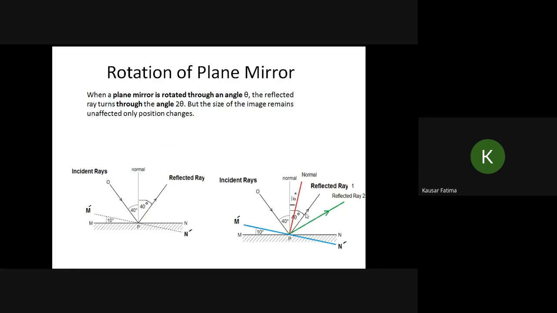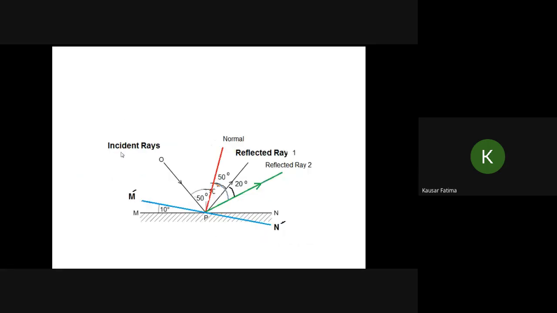How much will be this angle? You measure it, you will find that it is 20 degrees. We rotated the mirror 10 degrees. So reflected ray 1 and reflected ray 2 have an angle twice the angle through which the mirror is rotated. That means 20 degrees. Here, this is a more clear diagram. First the normal is removed from it: 50-degree angle of incidence, 50-degree angle of reflection, and the angle between reflected ray 1 and reflected ray 2 is 20 degrees.